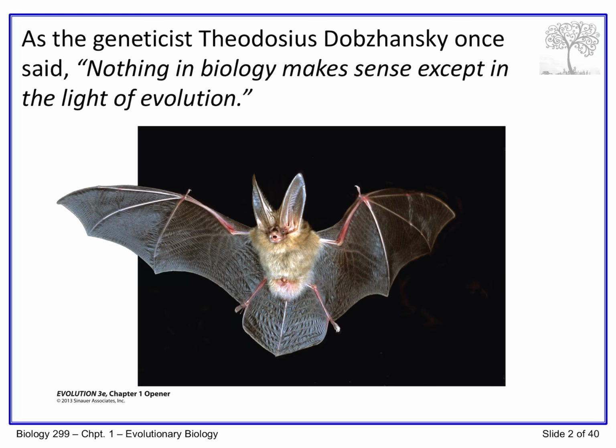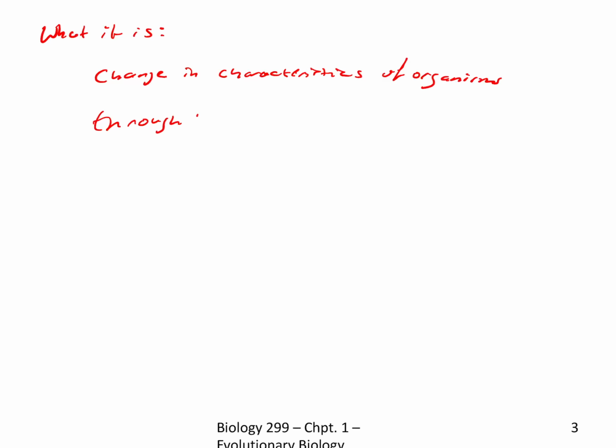All right, so let's talk about biological evolution here, okay? So what biological evolution is, is change in characteristics of organisms through time. Sorry about the tapping noise with the Apple Pencil, it is what it is. So biological or organic evolution is change in the characteristics of organisms through time.